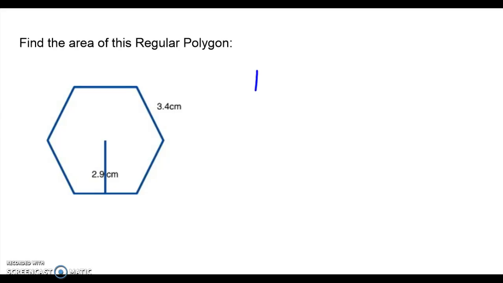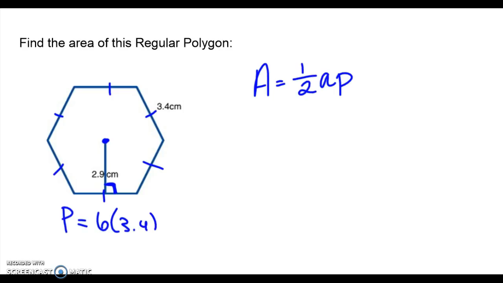Finding the area, okay, so I'm going to take my 1/2 A times P. But first I need to find the perimeter, and in this case I have a hexagon. I know they don't have the perpendicular sign for the apothem, but let's just write that in. Let's assume that that is the apothem. So to find perimeter, I have to take 6 times 3.4, so I end up with 20.4 for this one.